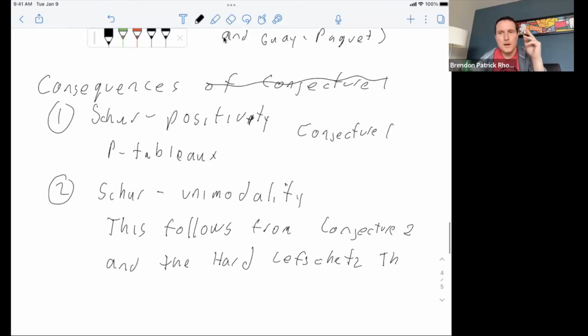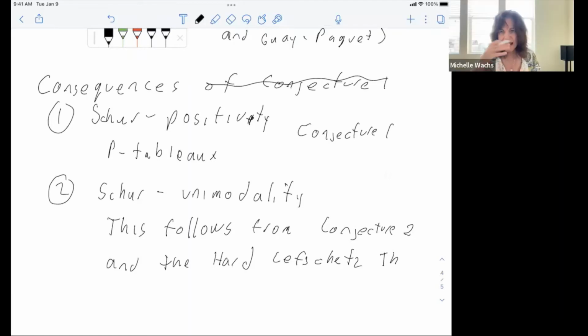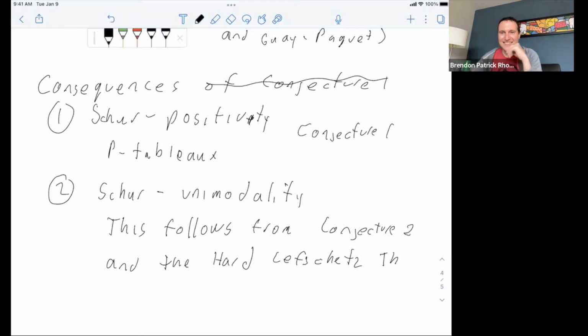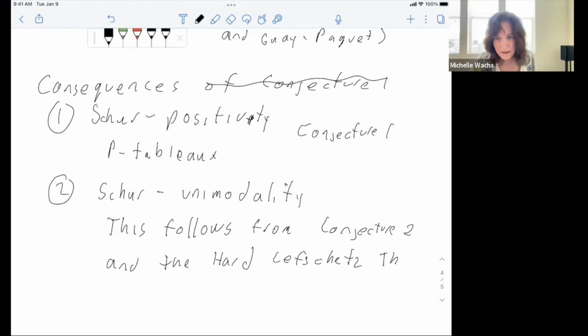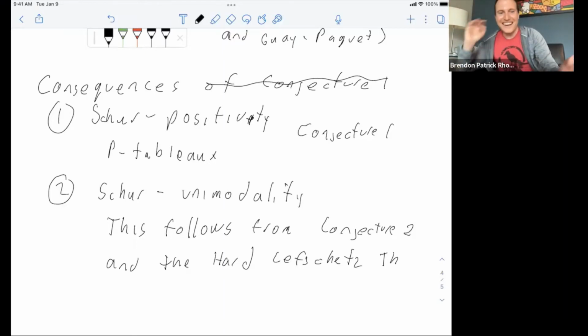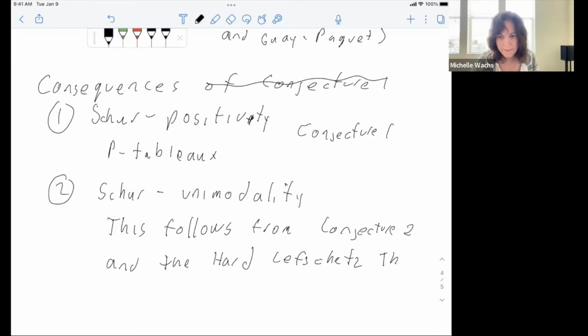Pardon me, Michelle. Yes. For Schur unimodality with Hard-Lefschetz, you need the manifold to be smooth and compact, right? So are Hessenberg varieties, the regular semisimple ones, smooth? Yes, someone else might know this better than I do, but I believe so. I don't know. I think so. But it definitely applies. Oh, all right. Thank you. Oh, it's Brendan. Hi, Brendan.